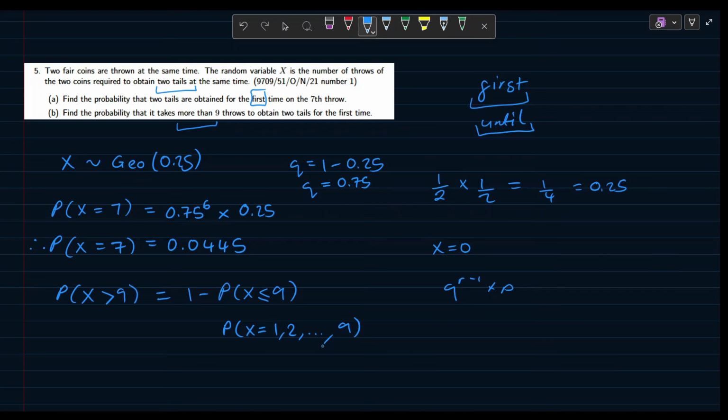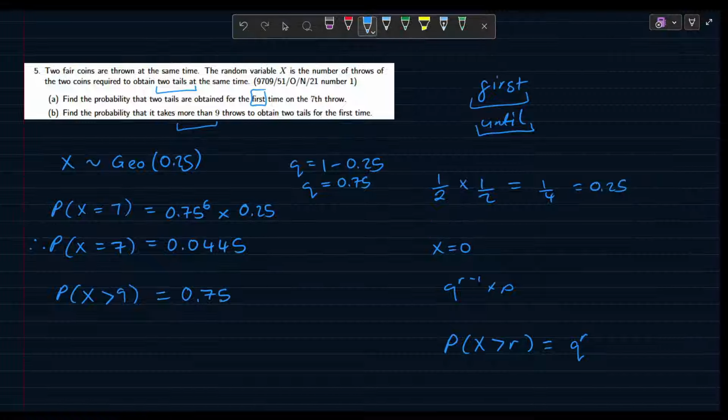So there is a shorter formula you can use that states that in general, if you've got a probability of the form x is greater than r, your result is going to be q to the power r. So in our case, q is 0.75, and this is to the power r, so it's going to be to the power 9. So the probability that x is greater than 9 is equal to 0.75 to the power 9.